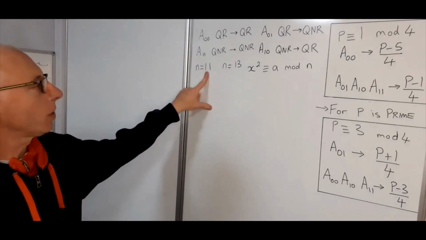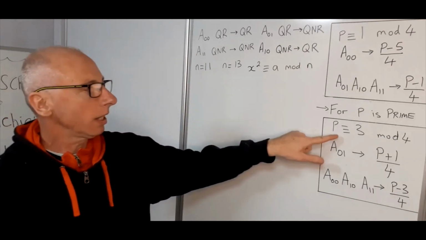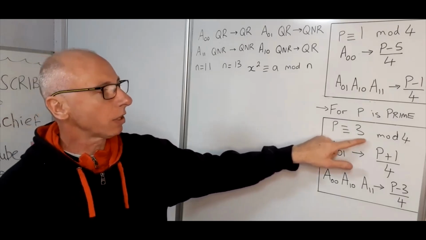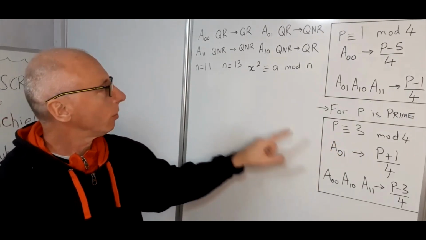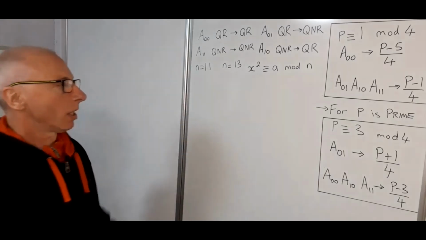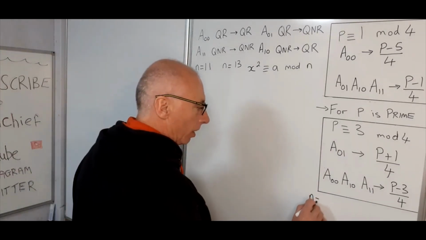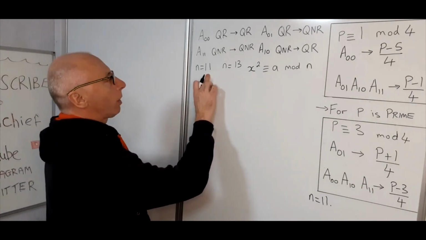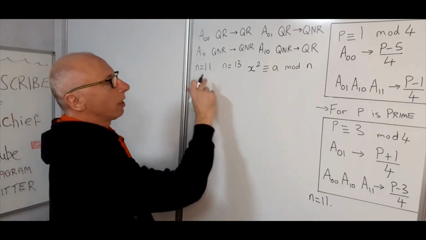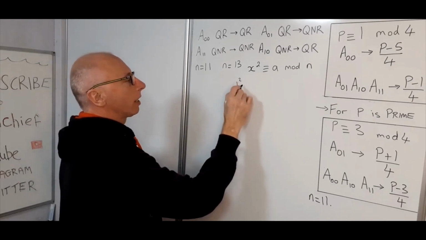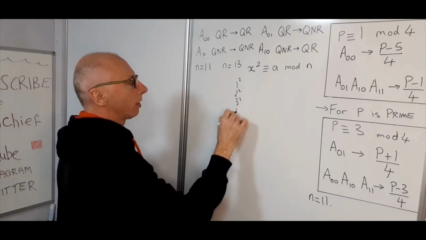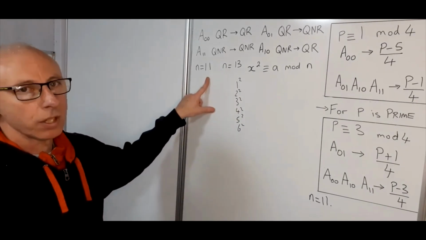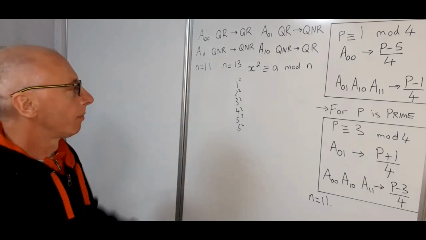Okay, so first of all, n is 11. We can see that n is 11, which is also a prime number, and 11 is congruent with 3 mod 4. That is the correct table for us with regards to 11. So let's write here the numbers for 11. A quick way of finding the residues is to do 1 squared, 2 squared, 3 squared, 4 squared, 5 squared, and then stop at 6 squared because it's halfway or beyond 11.